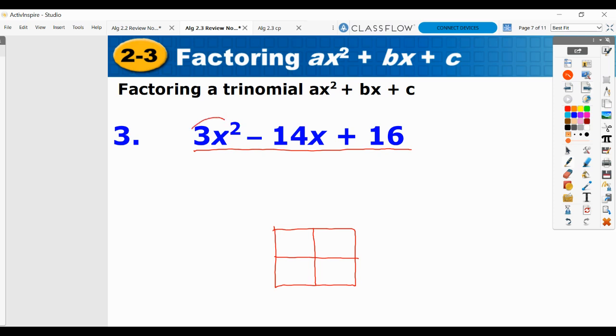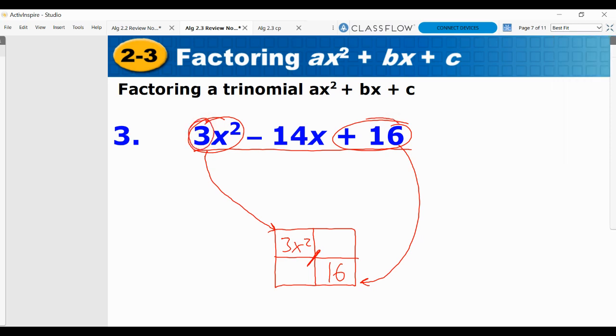Okay, and what's out here is going to go in the first box, 3x squared. What is over here is going to go in this last box, positive 16. Okay, now we're just trying to figure out what goes in those two boxes. To do that, we're going to take the first number and the last number and multiply them together. So we're going to end up with one number times another number to give us positive 48.